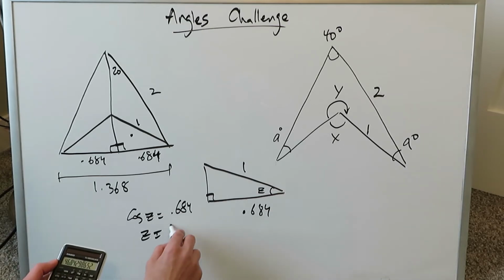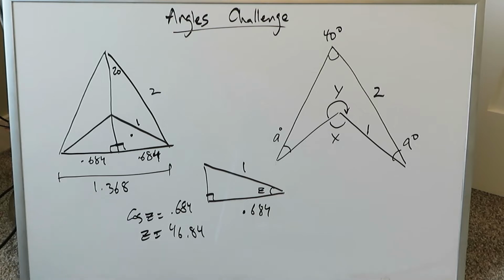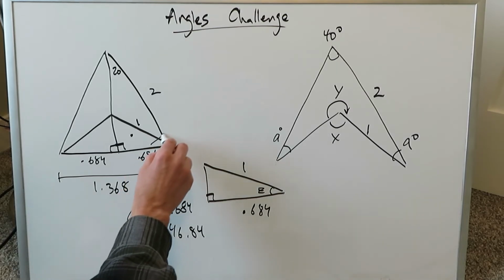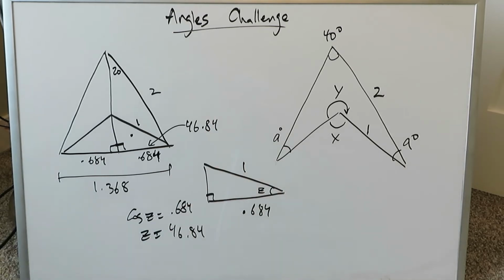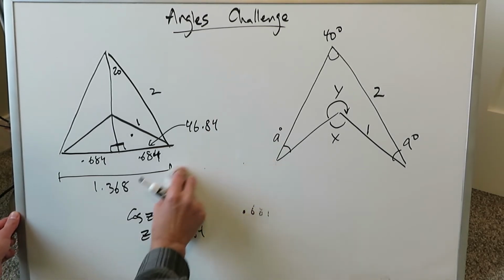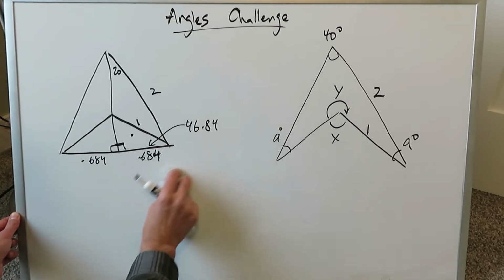I get an angle over here of 46.84. We're not going to do too much rounding over here, but now I've determined this angle right here to be 46.84 degrees. Let's erase some of this clutter, and I'm kind of realizing I didn't need this 1.368 here after all, and I'll erase it.